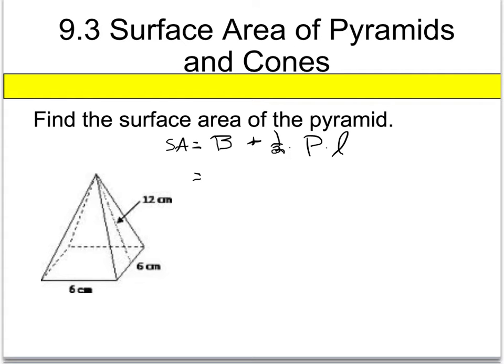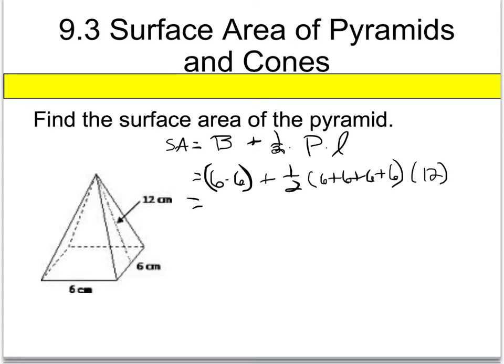Okay. Area of the base. If you look at this base, it is a quadrilateral. It appears that all the sides are going to be congruent. So you're going to take 6 times 6, and add that to half the perimeter. Notice again, it does appear to be all congruent sides. So add all of those 6's together, then multiply it times your slant height of 12. Notice that slant height, it is going at a slant. It is measuring the height of a lateral face, not of the pyramid.